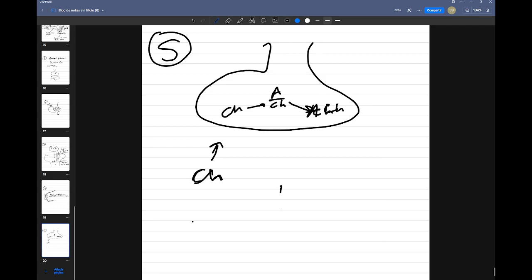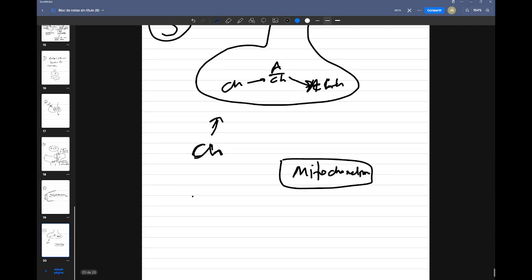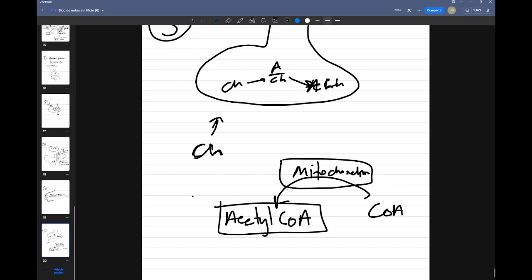This acetate comes from the general reaction in the mitochondrion. So remember this reaction. Coenzyme A goes through the mitochondria, you get acetyl-CoA. The acetyl-CoA is technically the acetate that we have going to the choline to regenerate the acetylcholine. So those are all the steps.